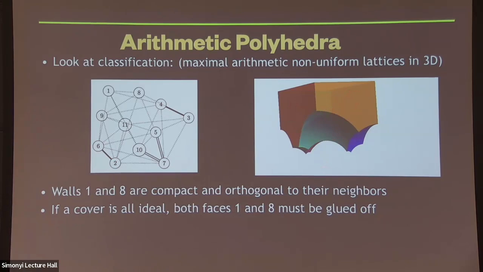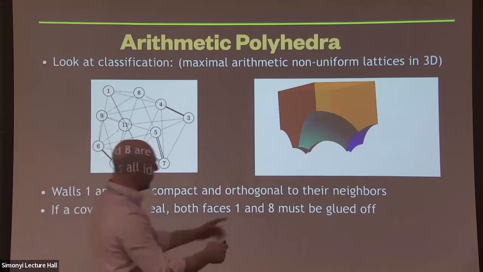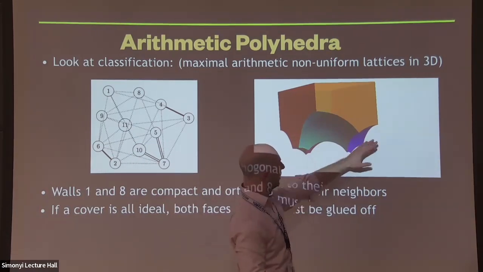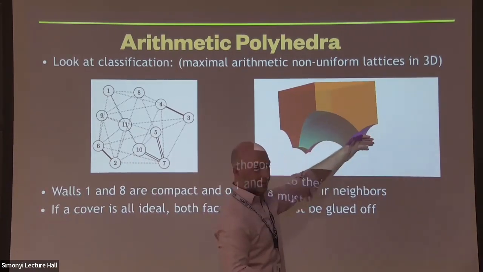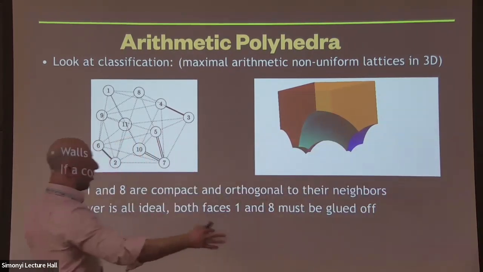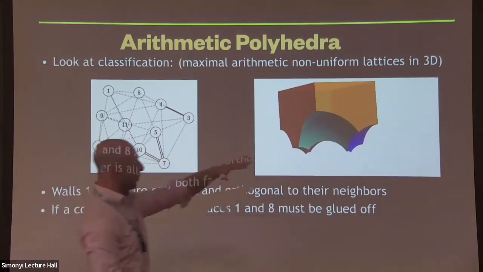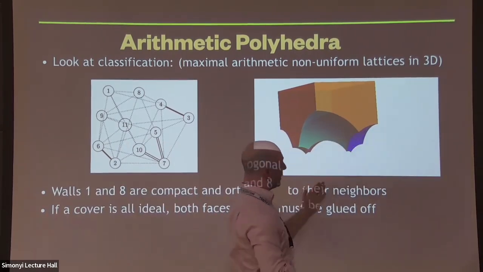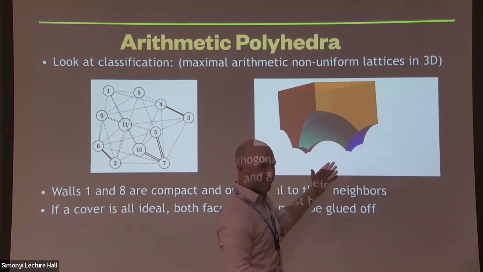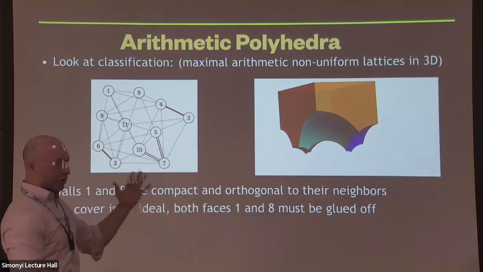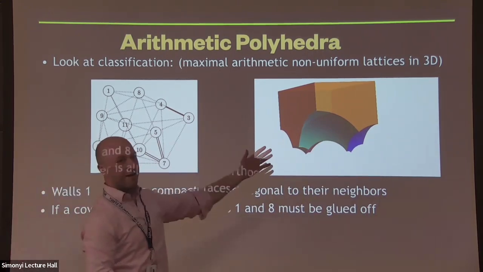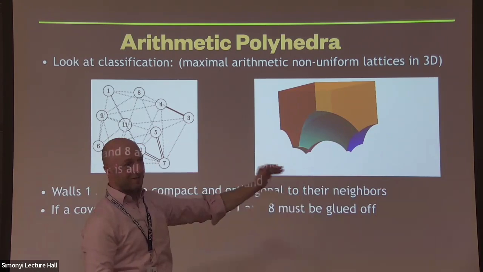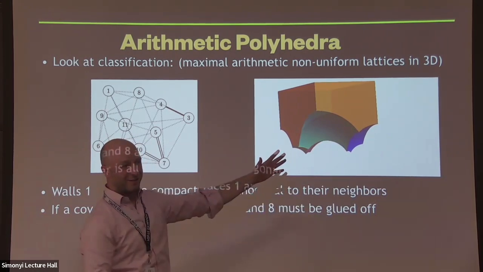Let me point out a few things. Here's walls 1 and 8 that just happen to jump out at my eye, and they're both compact walls. I don't know which one it is really, but let's say this is wall 1. It's compact. It meets everybody at right angles. So if you think about the tiling of all of hyperbolic 3-space by this thing, in the wall through this face 1, all you'll see is more copies of face 1. If you're trying to get something that's all ideal, you have to get rid of that face. You have to double across that face. That face can't be part of an ideal polyhedron.